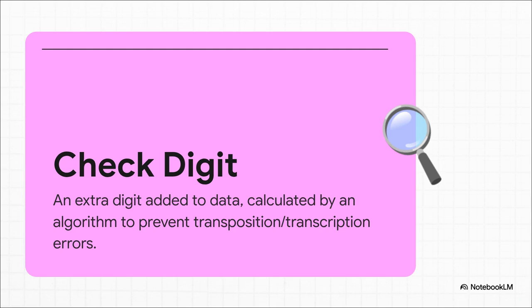Here's a simple but really powerful little control, the check digit. It's basically an extra number tacked onto the end of an account number or an ID. It's calculated by a special formula. Why? To catch simple human errors, like when you accidentally switch two numbers around when typing, a transposition error. If you see check digits being used, it's a great sign. If you don't, that's a potential red flag for data quality right there.